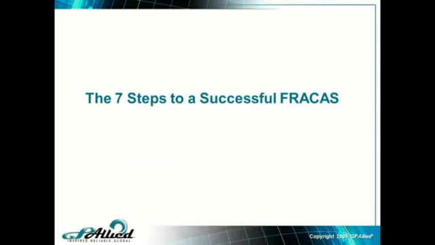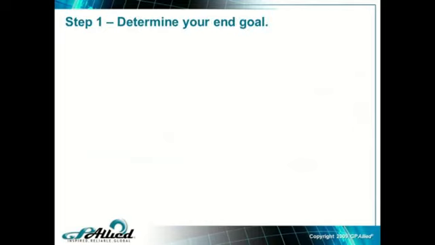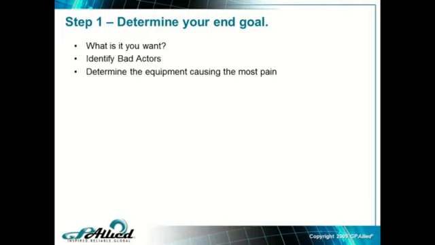Now, the next thing we're going to get into is the 7 steps to a successful FRACAS. Determine your end goal. I know you've heard this many times. What is it you want? Identify bad actors, maybe? Determine the equipment causing the most pain, maybe? Eliminate failures on critical equipment? Those are things that we have to determine. What is our end goal for FRACAS?